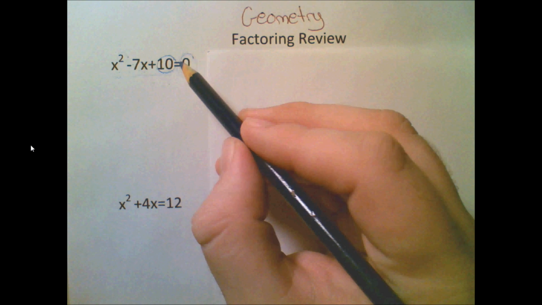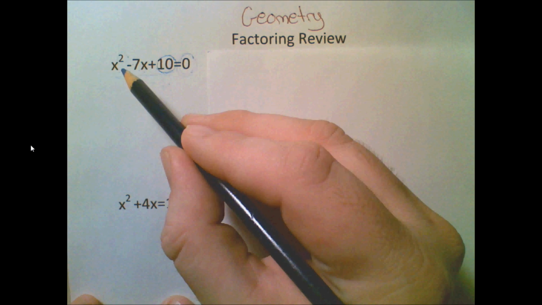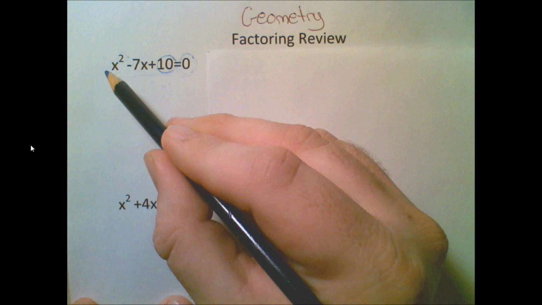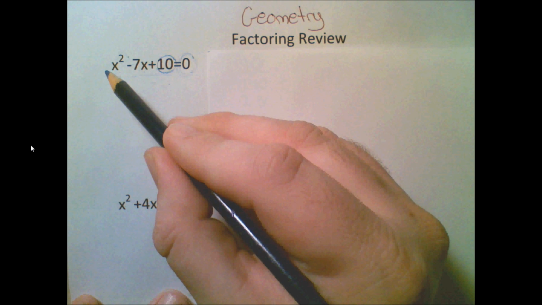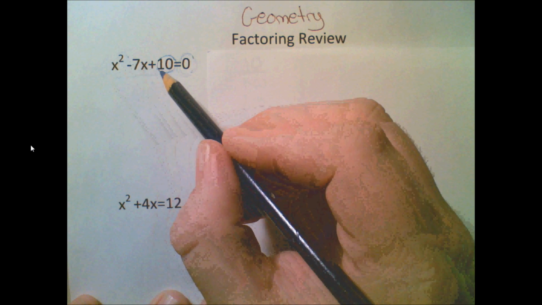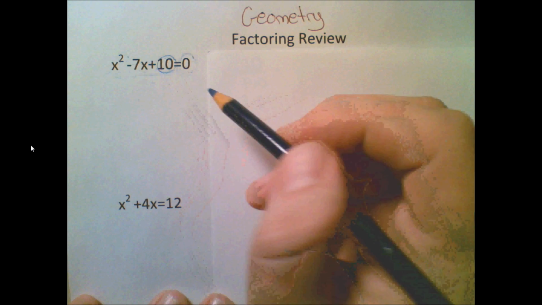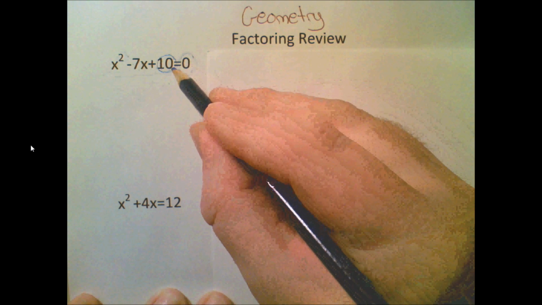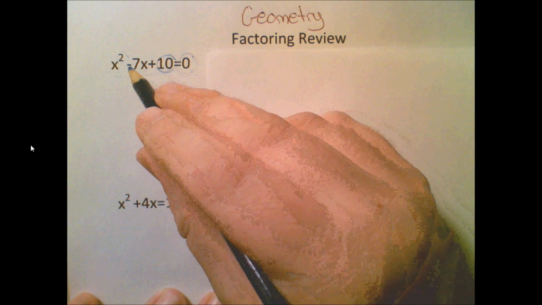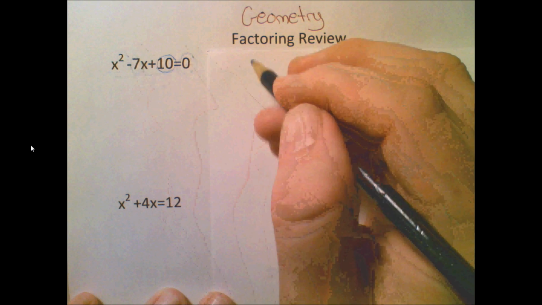The key thing with this is you're going to look at the last number. In this case, the first number is 1, and in New York State, for geometry, 90% of the problems will always have 1 here. We'll talk more about when you have a coefficient in front later on. But you're going to look at this number. Figure out two numbers that multiply to be 10 that add to be negative 7. Now, don't worry so much about the negative. Just look at the 7 for right now.